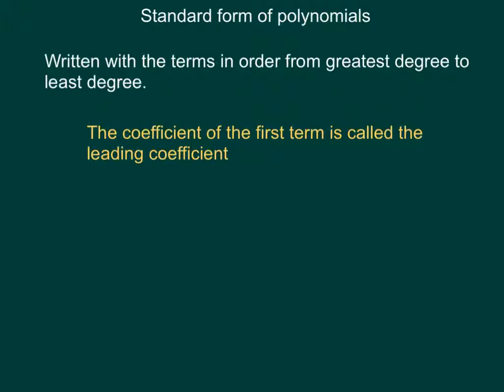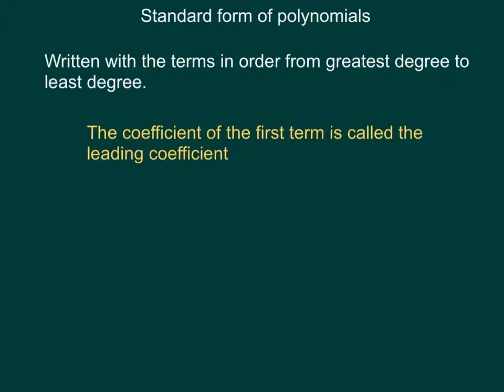So we can also write polynomials in standard form. This looks a little bit different than standard form when we were talking about graphs. When they are written in standard form, the terms are in order from greatest degree to least degree. That's where the degree part becomes important. The coefficient of the first term is called the leading coefficient.